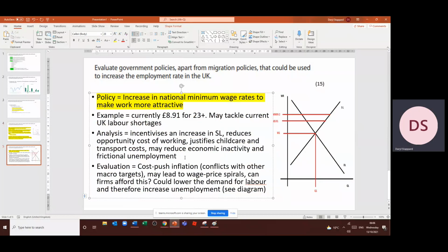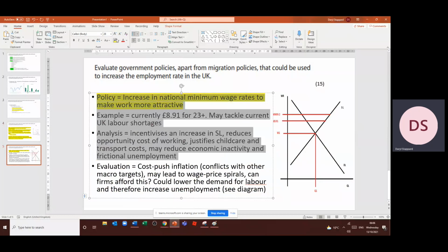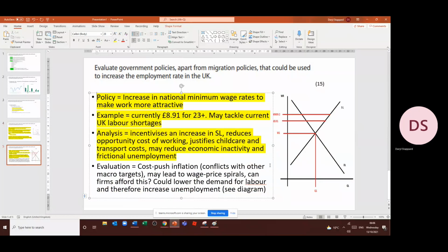So if I was explaining this point then, let me now highlight the point, the evidence and the analysis. I could say, well, my policy could be to increase the national minimum wage rate. This would raise the minimum wage rate from the current £8.91 level for over 23s. We can see from the diagram, this would incentivise an extension in the supply of labour. The reason this would happen is it would reduce the opportunity cost of working.